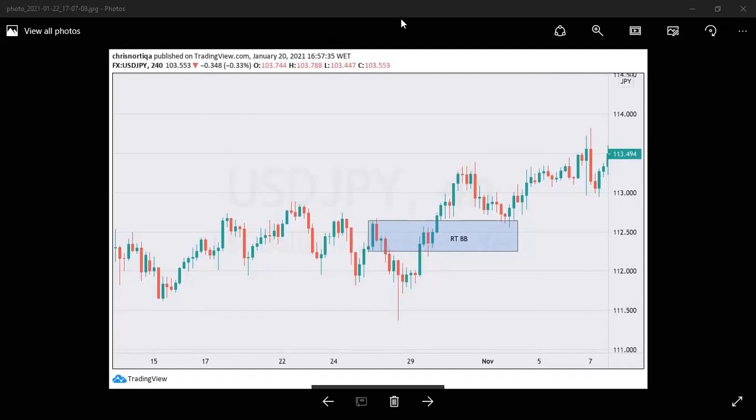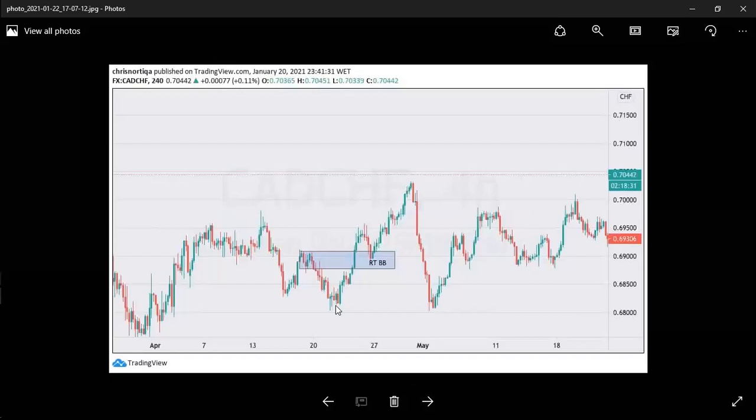Let me see, because sometimes we have a combination of a breaker and an order block together. Was this a return to? Yeah, so this was a combination of two: a combination of a return to breaker and return to order block. Both of them, the same area. This one is another return to breaker again, as you can see.